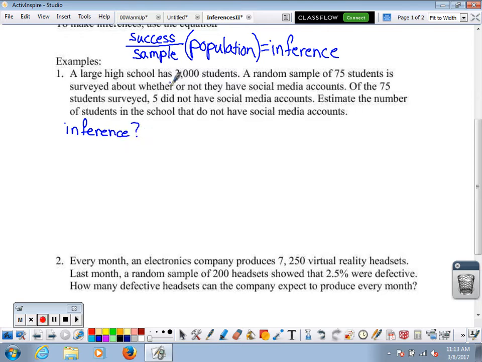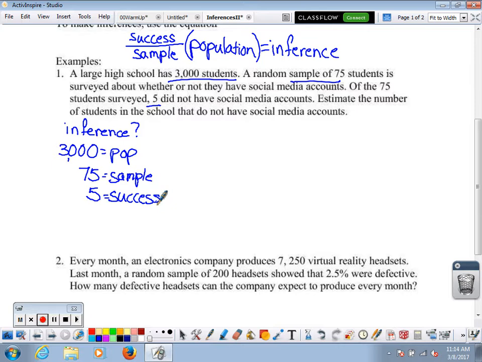Now, we have a large high school with 3,000 students. That 3,000 students, that's the population. That's the entire student body. Then we have a sample of 75 students. So that's 75. That's the number in the sample. And of those 75 students, 5 did not have social media accounts. Now, I know not having a social media account does not sound like a success, but that's what we're looking for, so it is our success. It's the number of successes from our sample. So we'll use that equation.